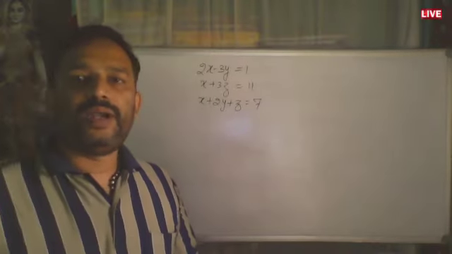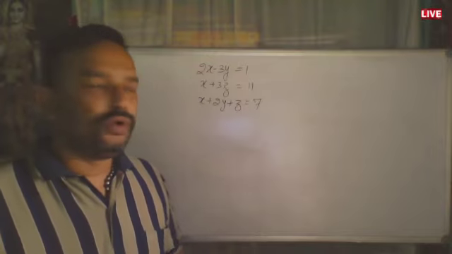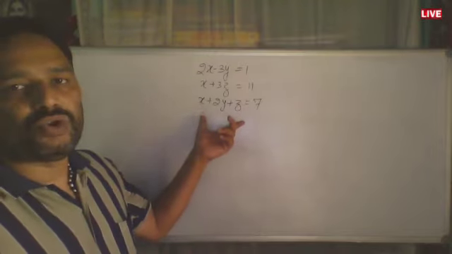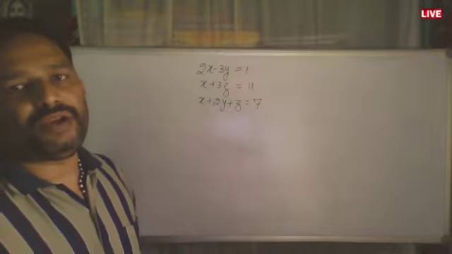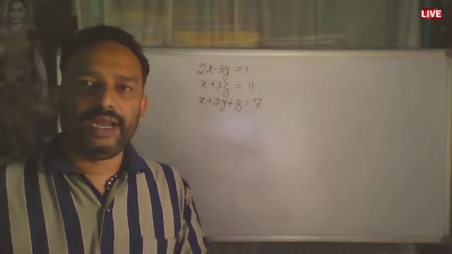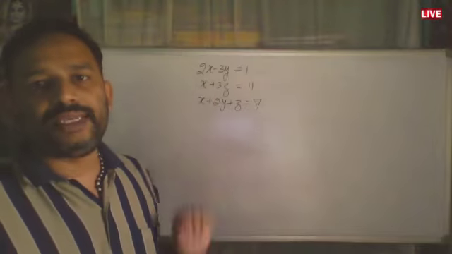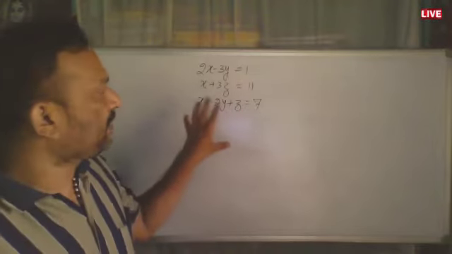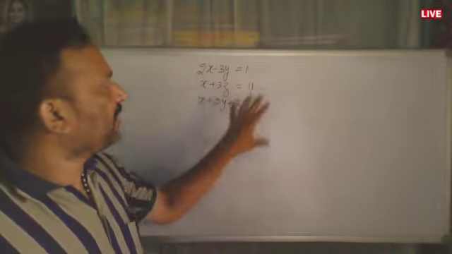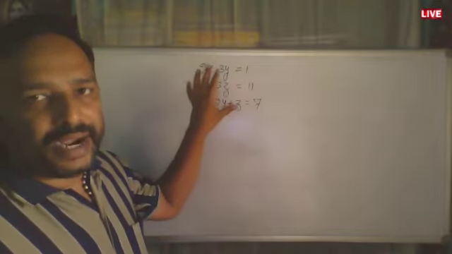Now a very important part of chapter 4 is using matrices to solve a system of linear equations. It is very important. In the board examination it contains a single question of 6 marks. So let us discuss the matrix method.